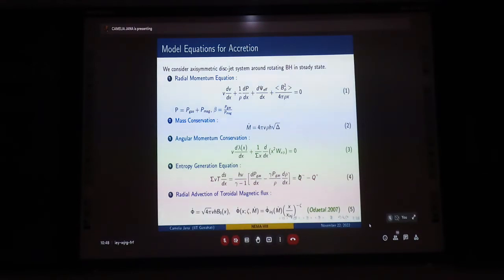And the fifth one is the toroidal magnetic flux. According to ideal MHD, this should be conserved, but in the simulation it has been observed that it varies as 1/x. So here we take a parametric equation. X injection is the outer edge of the disk, and phi injection is the magnetic flux at the outer edge. So this is the parametric equation, and we are solving this phi equation to solve the accretion flow.